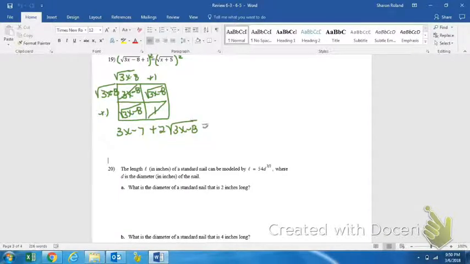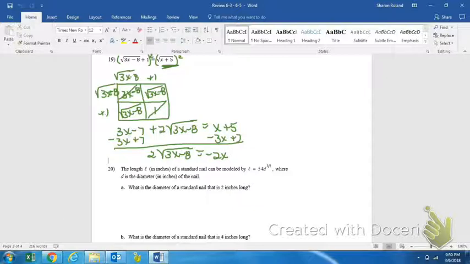And it's going to equal x plus 5, because when we squared this one, it got rid of the radical. So I'm trying to isolate the radicals, so I'm going to subtract 3x and add 7. So you end up with 2 square root of 3x minus 8, and that equals negative 2x plus 12. That looks like a 2, but that's a 7.